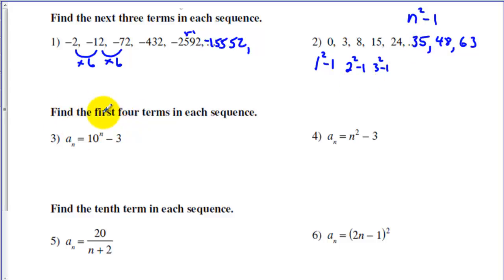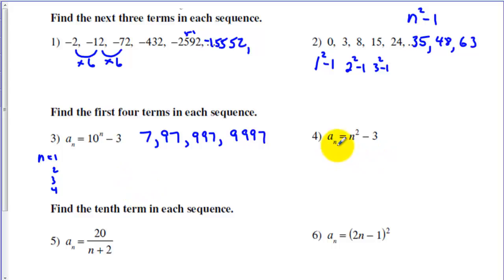If we are given the explicit formula for a sequence and it's asked to find the first 4 terms, it's just asking you to plug in n equals 1, 2, 3, and 4 and list them. So if we put in n as 1, we've got 10 to the first, which is 10 minus 3 would be 7. If we put in 2, 10 squared is 100, minus 3 would be 97. 10 cubed would be 1,000, minus 3 would be 997. And 10,000 minus 3 would be 9997.